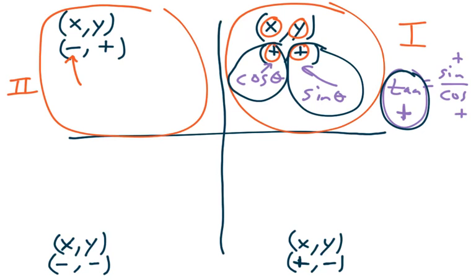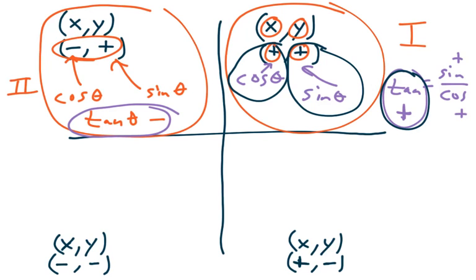Let's go over here to quadrant 2. Now you can hopefully see my cosine is going to be negative. My sine is going to be positive. And because of the different signs there, remember, tangent is sine divided by cosine, tangent of theta is going to be negative. So again, tangent I know is negative in quadrant 2. Sine is positive in quadrant 2. Cosine is negative in quadrant 2.